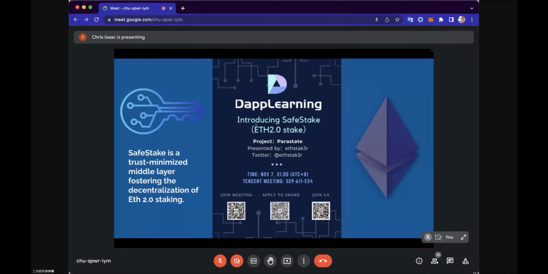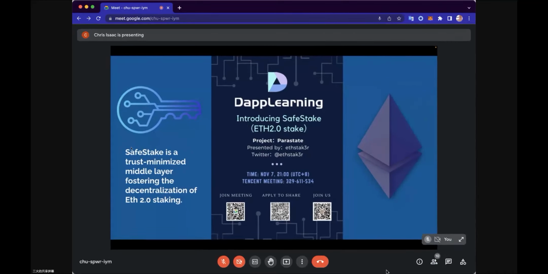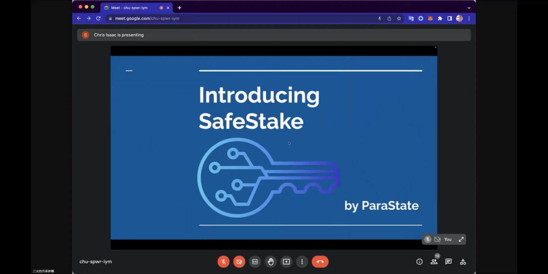Excellent. Okay. So again, to put this a little bit more clearly, SafeStake, as you can see here, is a trust minimized middle layer that fosters the decentralization of ETH 2.0 staking. What we mean by that is with our system, the operators and the people that run it run independent nodes, and they don't need to sort of trust each other in order for the whole system to work. So it's a very interesting system and protocol.